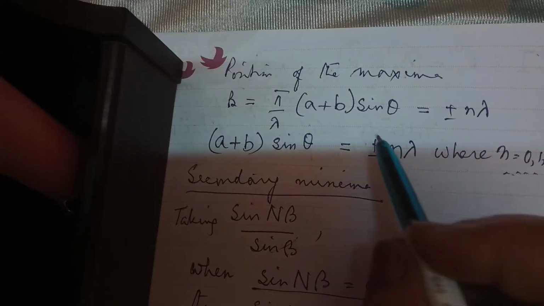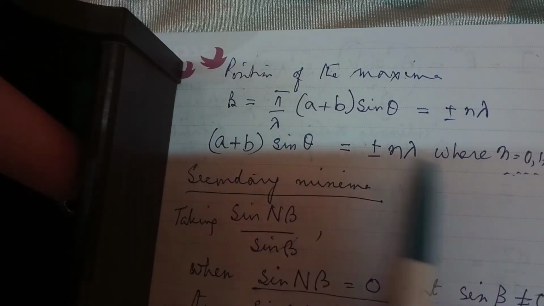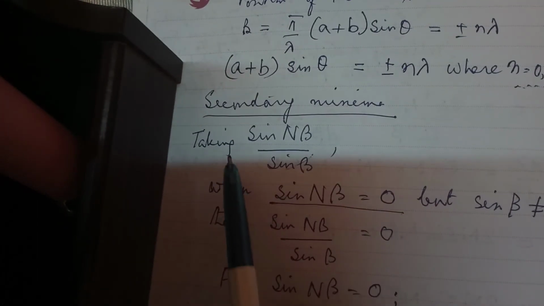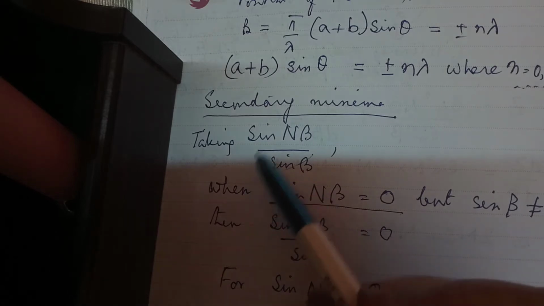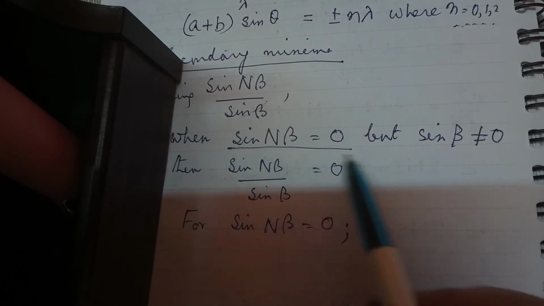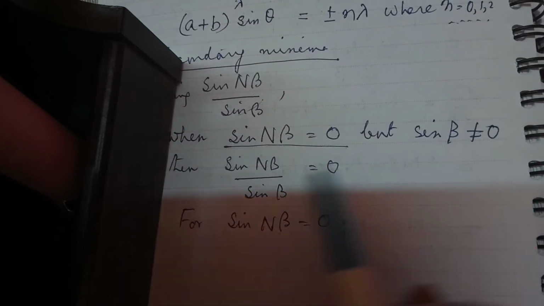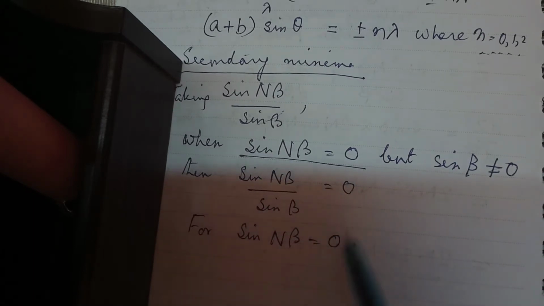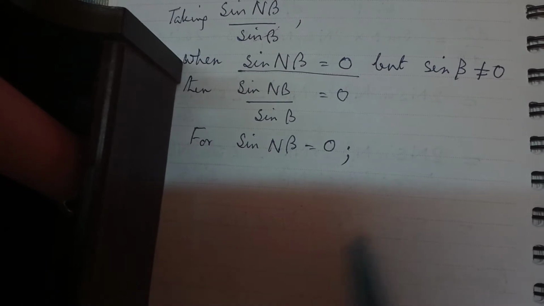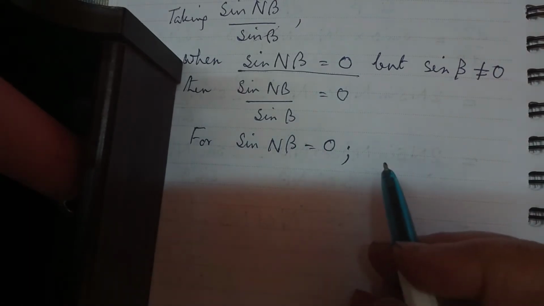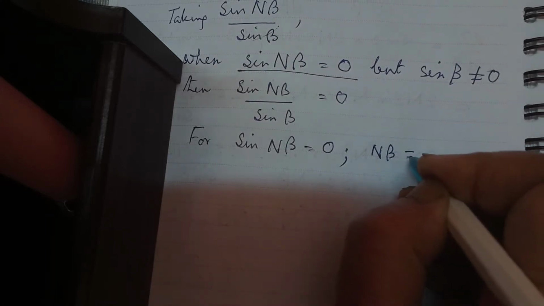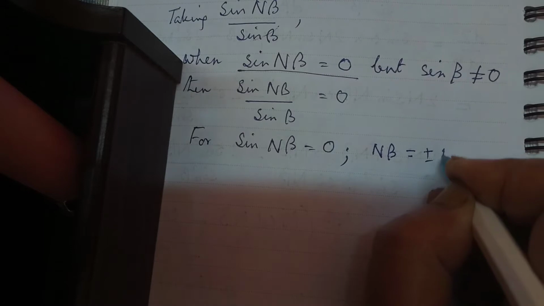So students, to proceed with the condition for minima, this was what we had got for the condition for maxima. To proceed for the condition for secondary minima, we take this expression where we consider that when sin n beta is equal to 0 but sin beta is not equal to 0, then sin n beta by sin beta will be equal to 0, which means sin n beta equals 0 and n beta should be equal to plus minus m pi.